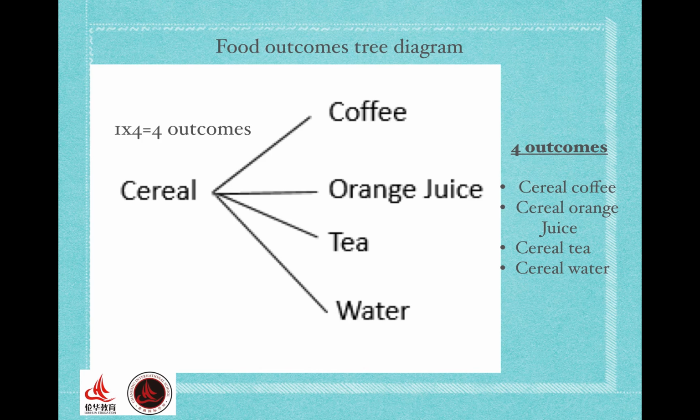Okay, now food outcomes, tree diagram. So we have another example. For example, we have cereal in the morning, and we have 4 drinks: coffee, orange juice, tea, and water. We can have 4 outcomes. So 1 multiplied by 4. There's only 1 choice for food and 4 choices for drinks. So our 4 outcomes are on the right: cereal coffee, cereal orange juice, cereal tea, and cereal water. Now this is a very simple diagram, okay? So hopefully you guys understand how the tree diagram works so far.